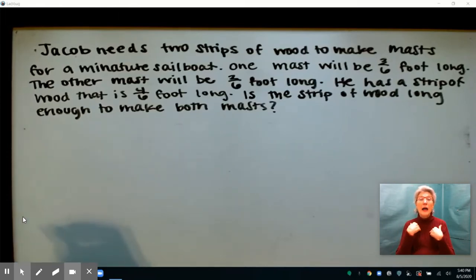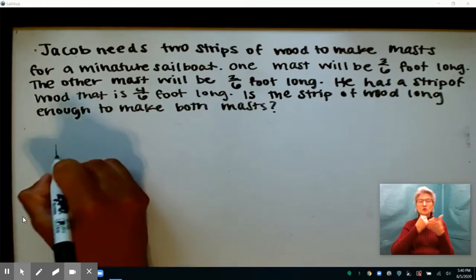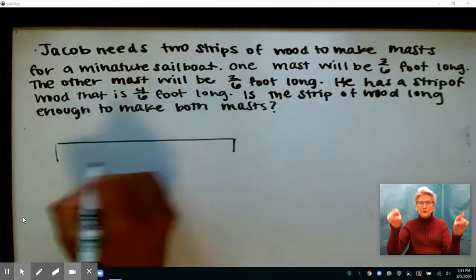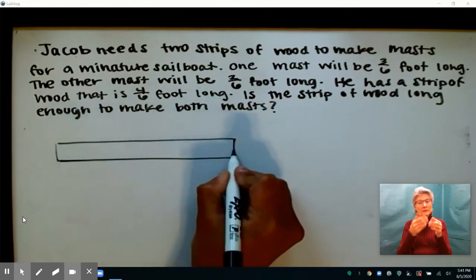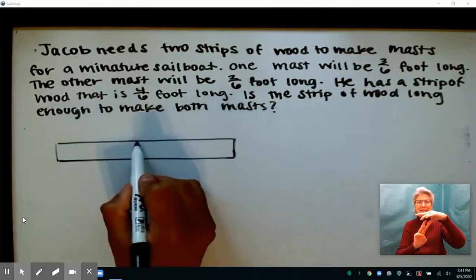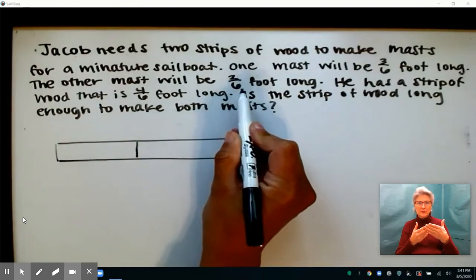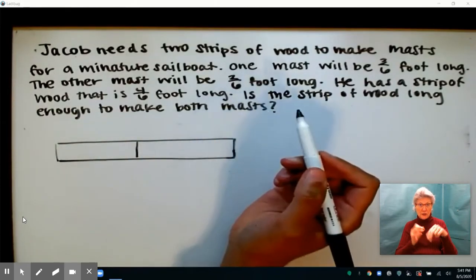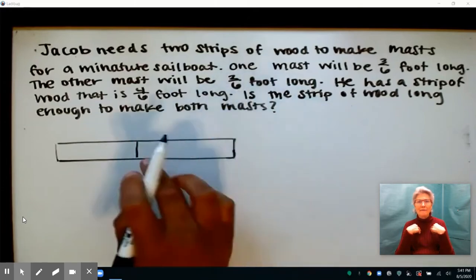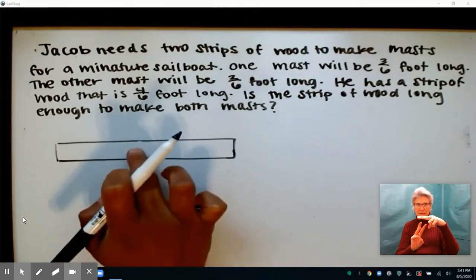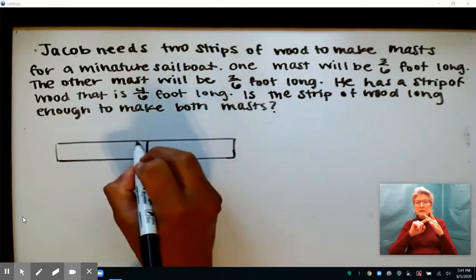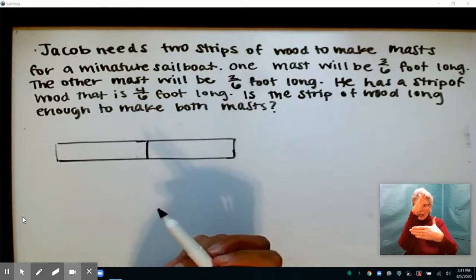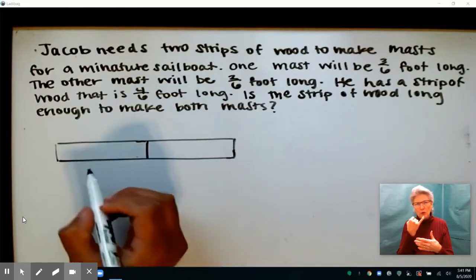So I'm going to start by drawing myself a rectangle. And then I'm going to split this rectangle into 6 parts because all of the fractions that I'm working with in my problem have a denominator of 6. And to do that, I'm going to first start by splitting it as close to the middle as I can.